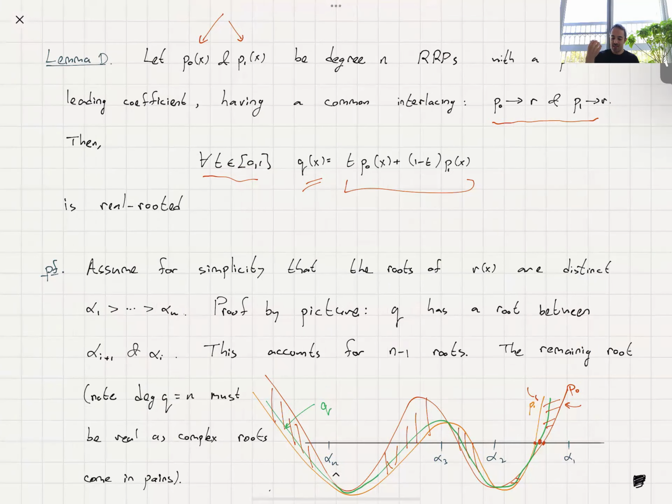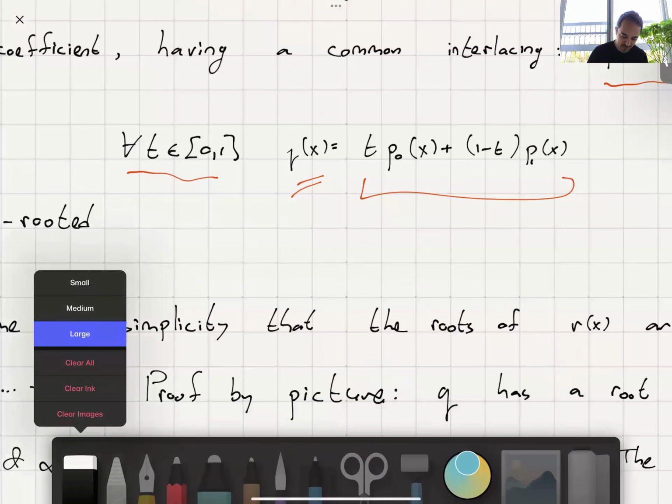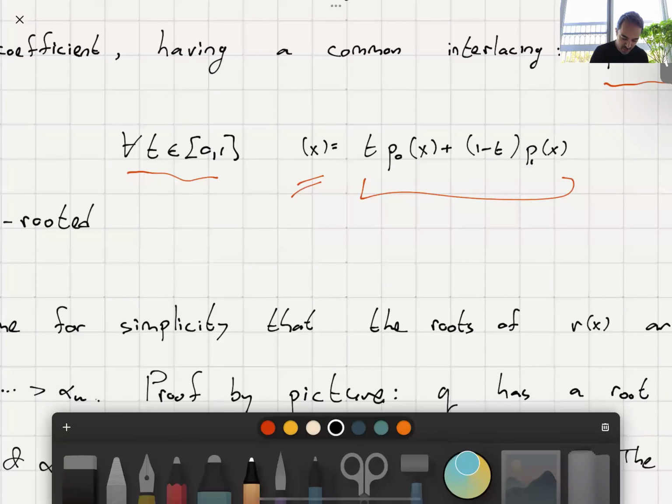So this gives you n real roots of Pt, which makes Pt real rooted. Or I called it Q here, which makes Q, which I should have called Pt, probably, real rooted. That's a bad name. Let me just change it already here. Why should I call it P? Q.